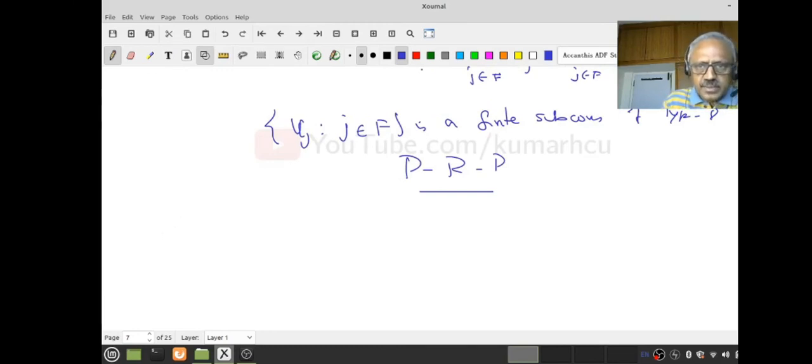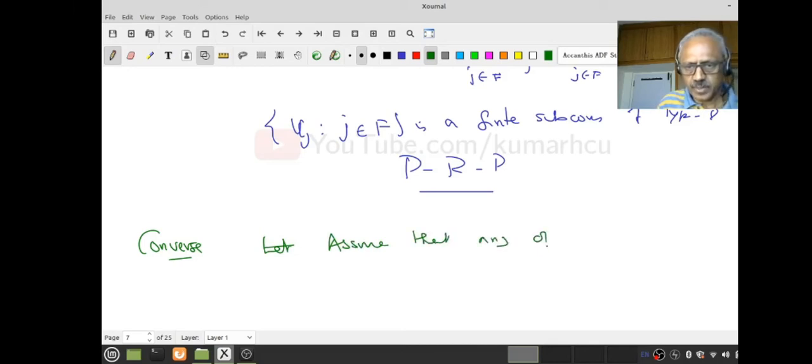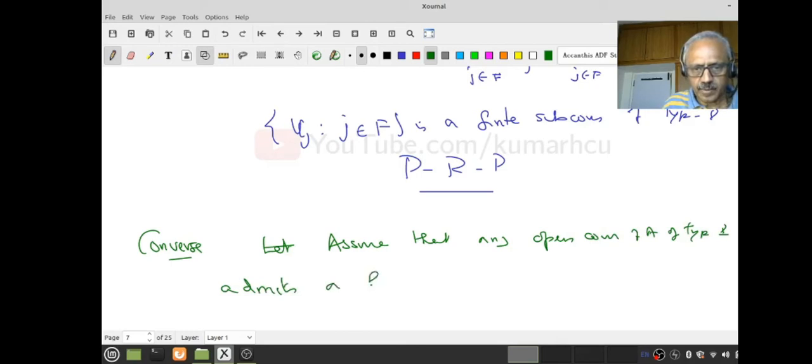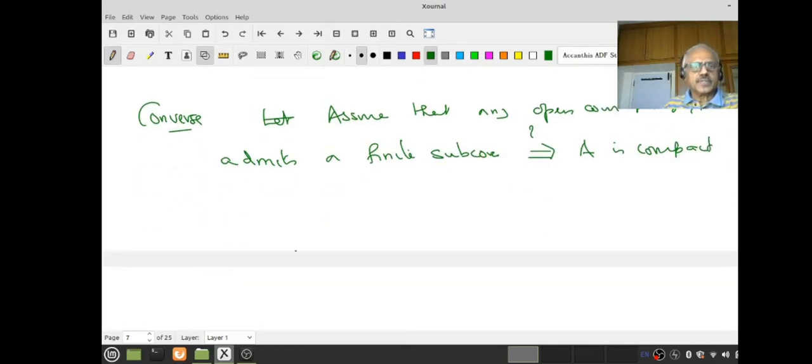Now the converse. So what is the converse? Whenever you give me an open cover of type 1, it admits a finite subcover. Therefore, I have to say A is compact. So let us assume that any open cover of A of type 1 admits a finite subcover. I want to know whether this means A is compact. So to prove A is compact, what are you going to give me? You are going to give me a collection Vi, an open cover, and each Vi is open in the subspace topology.